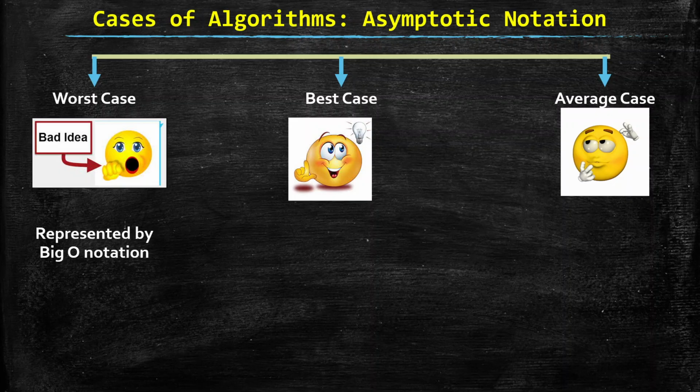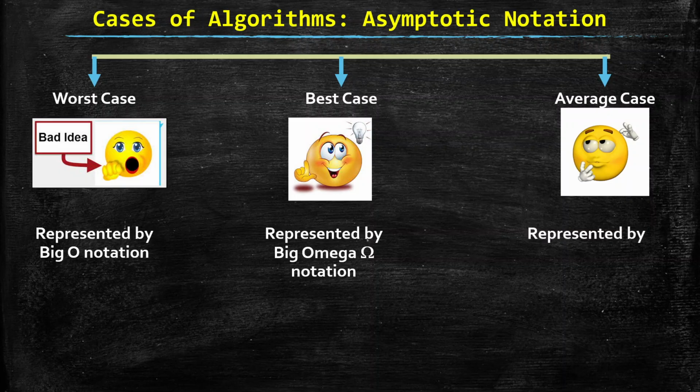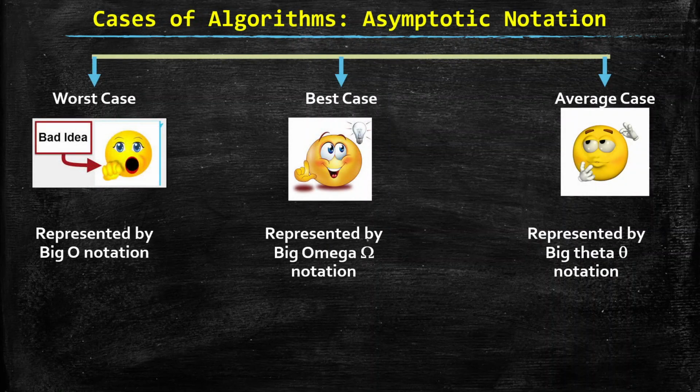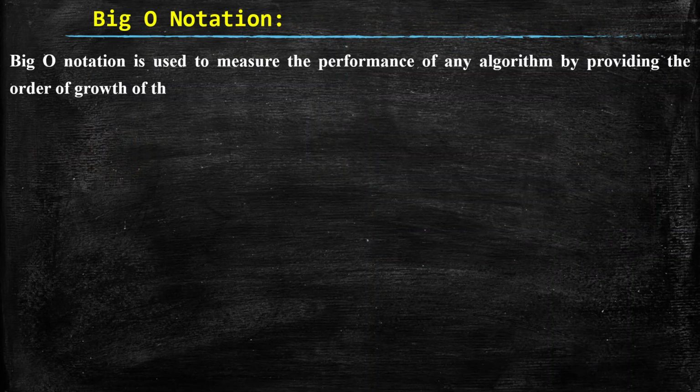The best case is represented by omega. You can see the omega notation symbol, and another is the theta notation, big theta. We also have small o and small omega, but we don't have a small theta. These are only theoretical, like small o and small omega. I have not seen them used in real life till now.